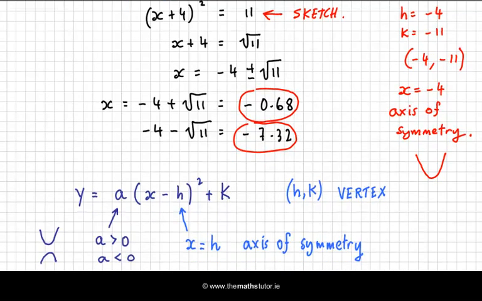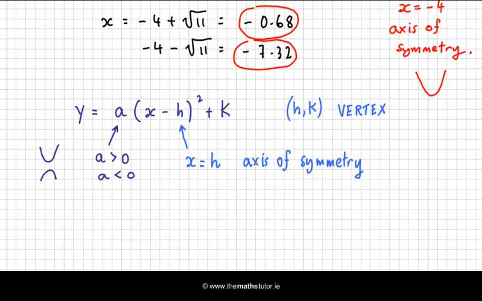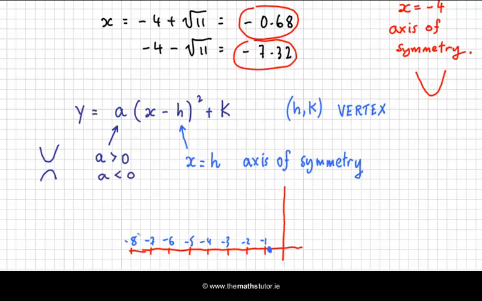Okay, so we have minus 4 and minus 11, and we have our roots. Maybe we'll put my y-axis here. Minus 1, minus 2, minus 3, minus 4, minus 5, minus 6, minus 7, minus 8. Let's put in my roots. So minus 0.68 is here. Minus 1, minus 2. And my other root is minus 7.32, so that's here.